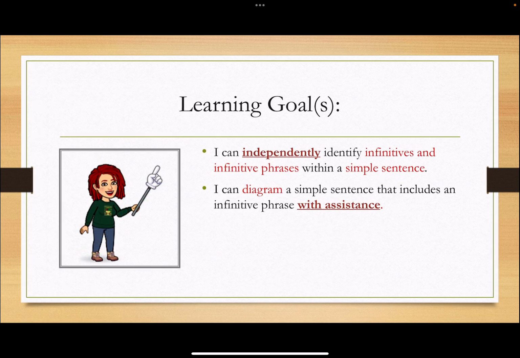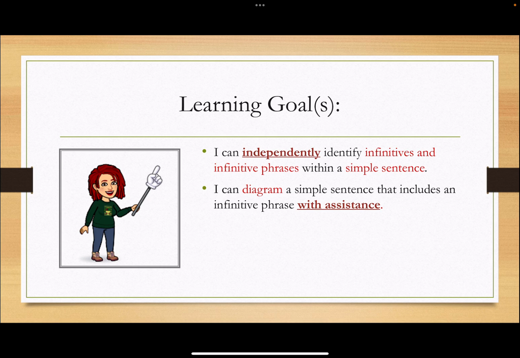Hey guys, this is Mrs. Powell, and we are going to do a little bit of practice with diagramming infinitives in sentences, as we have done a few Edpuzzles explaining what infinitives are. We are going to actually practice using infinitives in a grammar sentence that's related to the poem The Witch that we read this week in class.